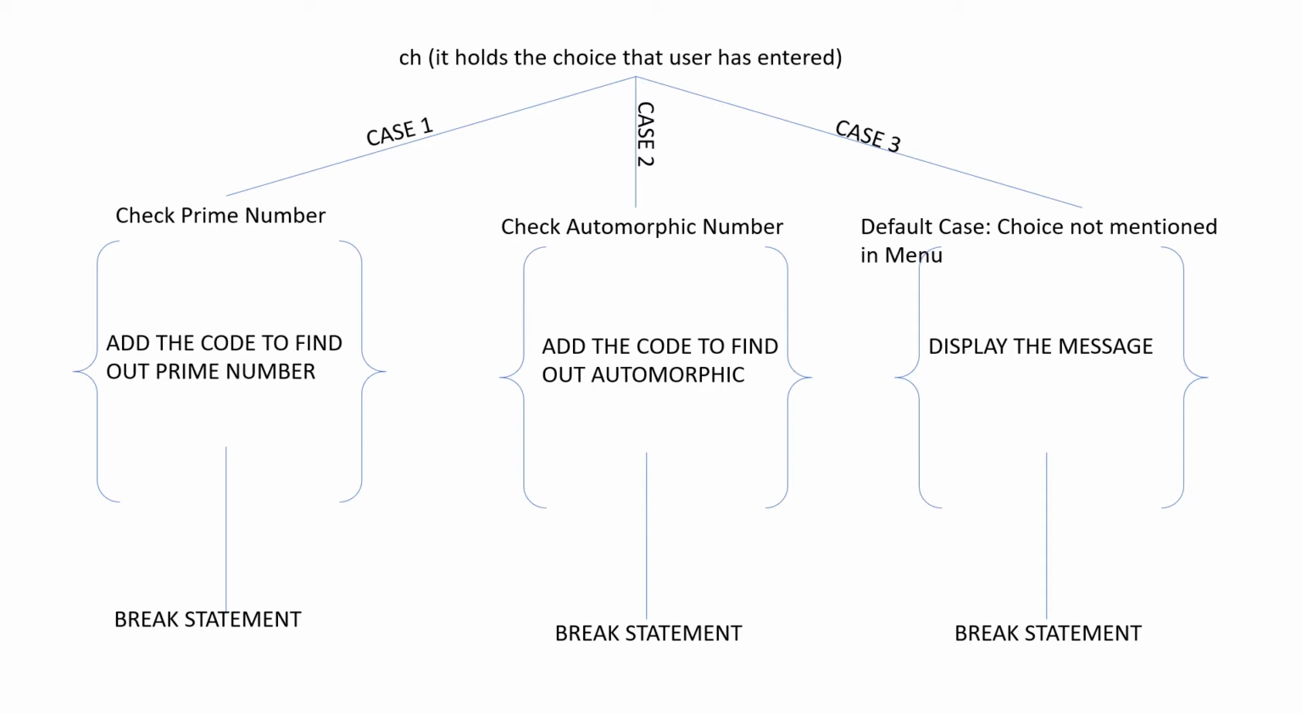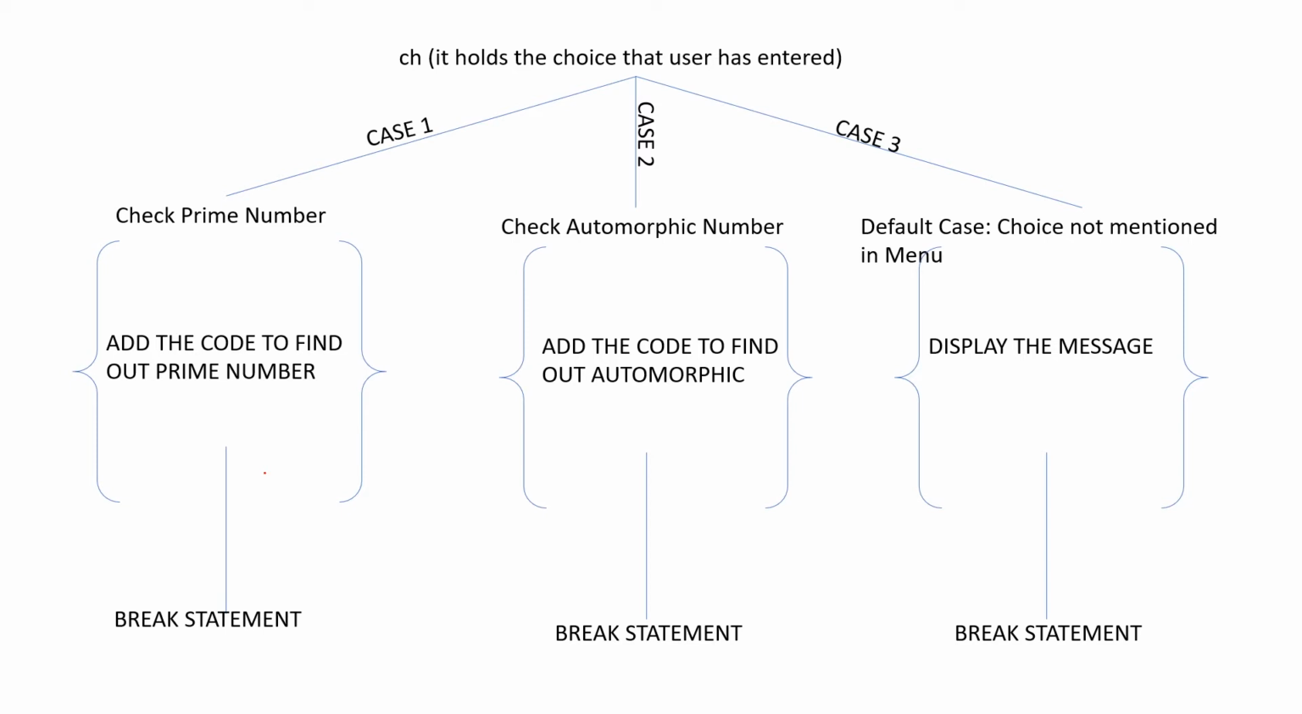At the end of every case, you must add a break statement. What does this break statement do? It tells the compiler that, hey, look, I came here to find a prime number and my job is done. Please show me the way to exit the switch case universe. What happens if you don't add a break statement?